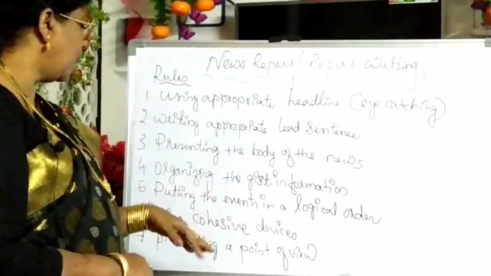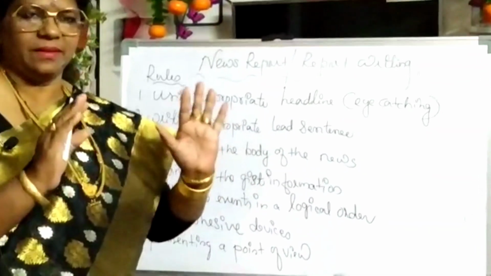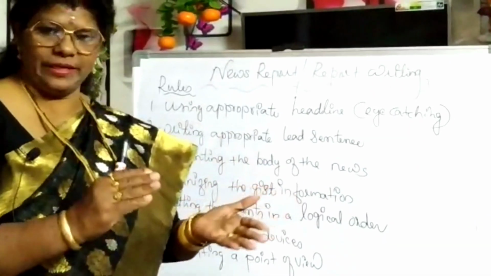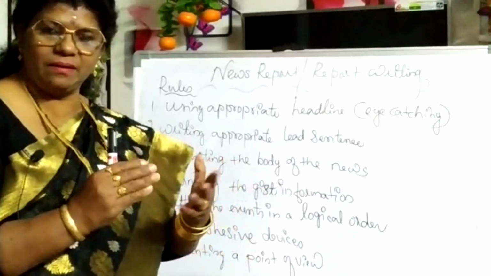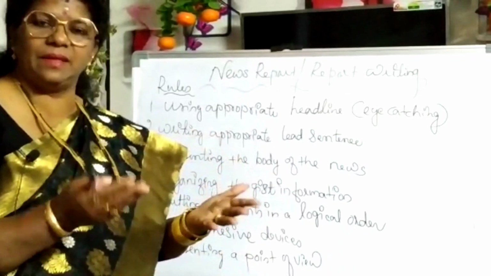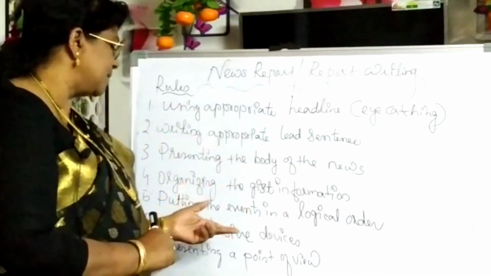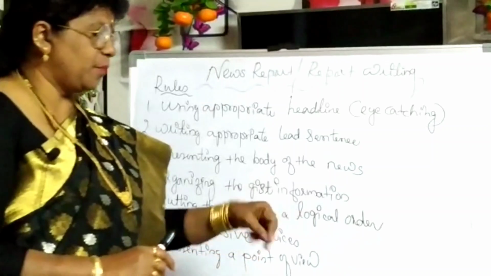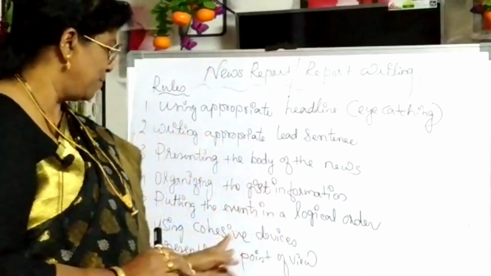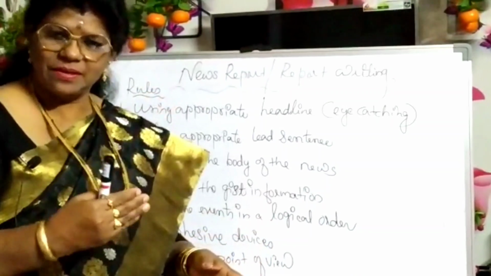Then next one, using cohesive devices. What are cohesive devices? It should be tightly stuck together like that when you write. In the sense, point after point, and while reading, someone must feel as if it is really true. They must understand, they must realize that. Okay. Then next one, presenting a point of view. Some point from there and some point from here, some from somewhere else, should not be like that. The point of view you have to explain in a cohesive order or cohesive manner. Okay.